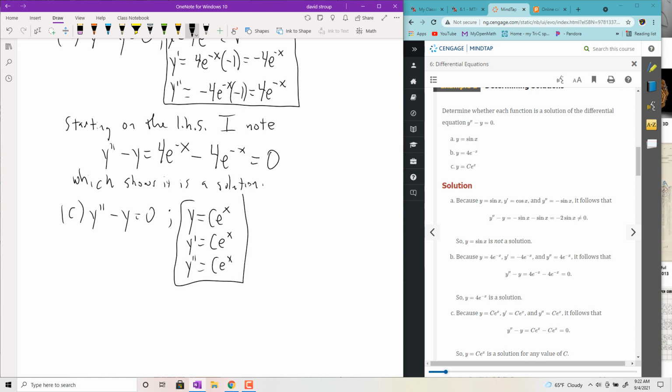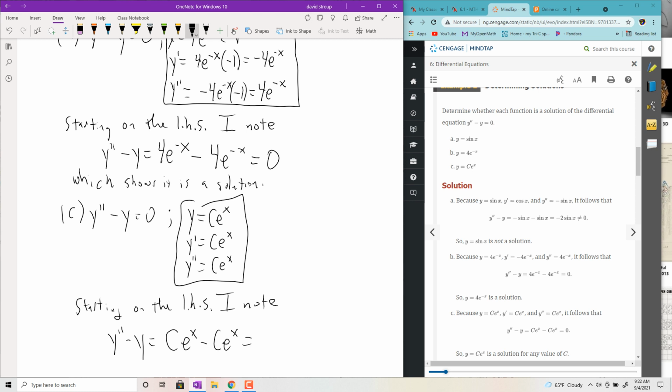Okay, great. All right, so again, starting on the left-hand side, I note y double prime minus y equals. So y double prime is ce to the x, then minus y is ce to the x. So that one works as well, right? So that is a solution.